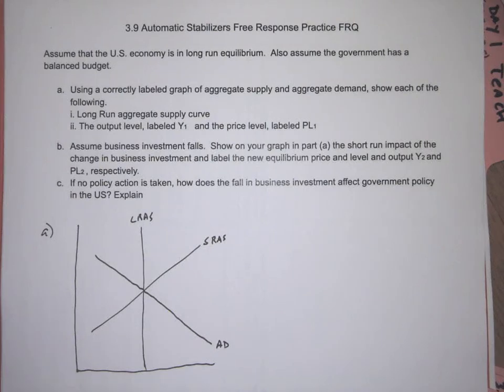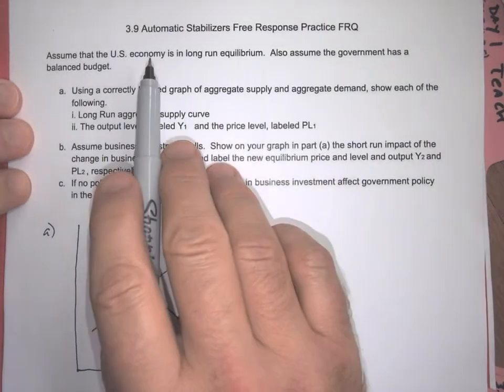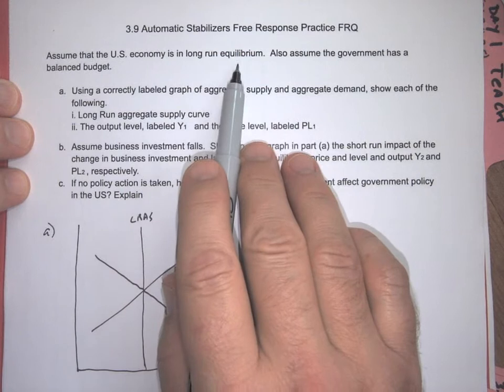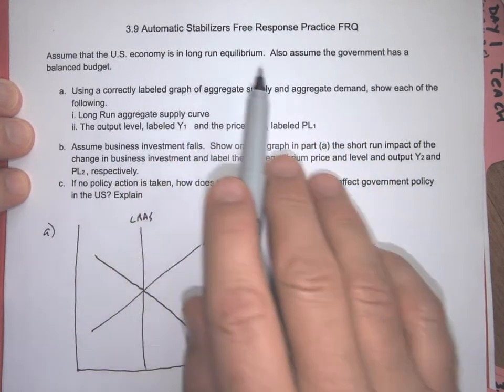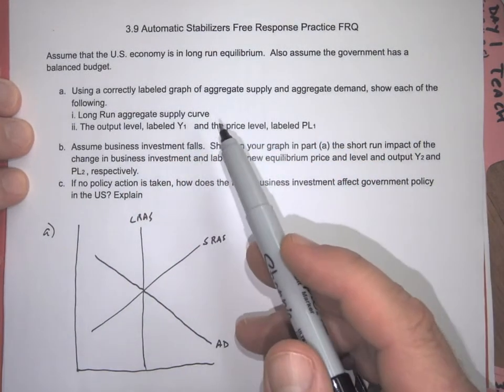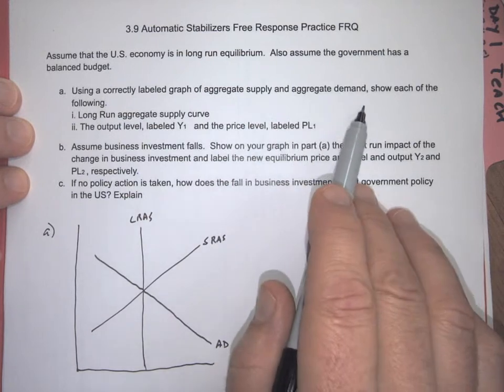For today's practice on 3.9, we're going to do an FRQ from College Board's Unit 3 video. So we're going to assume the U.S. economy is in long-run equilibrium. Also assume the government has a balanced budget. Part A, using a correctly labeled graph of aggregate supply and demand, show the following.